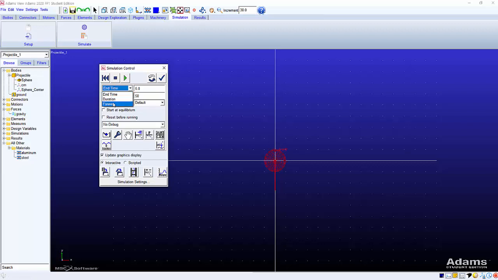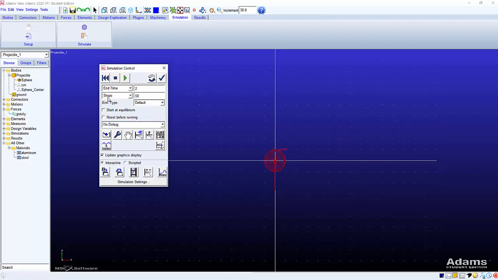If you run forever, sometimes you are looking for some events to happen and you don't know when this event is going to happen, so you choose run forever. Once you see the event is happening, you can stop the simulation. For most of our simulations right now, we are going to use this end time, and I'm going to run it only for 2 seconds. So I'm going to change this to 2.